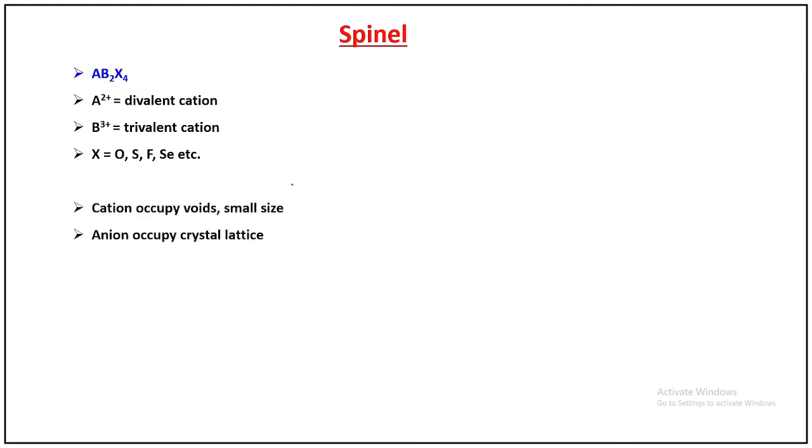What is a spinel? Spinels are a class of minerals which has general formula AB2X4, where A is a divalent cation, B is a trivalent cation, and X is the anionic part which can be oxygen, sulfur, fluorine, selenium, etc. We know that when a crystal is formed, anion makes the lattice and cation occupy the voids, since cation is of smaller size. So, based on which cation occupied which types of voids, we can have different types of spinels.